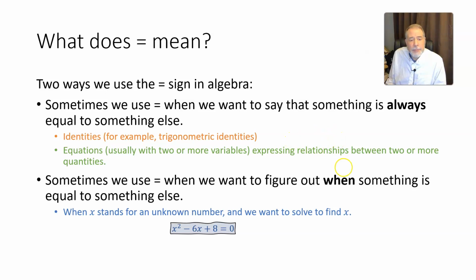So this is an example of an equation where x stands for an unknown number, or maybe more than one unknown number, and we'd want to solve the equation to figure out what that number is to make the equation true.